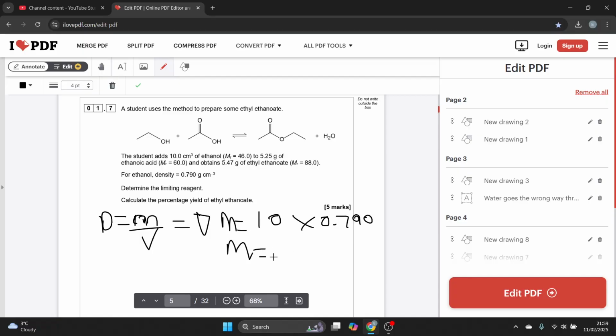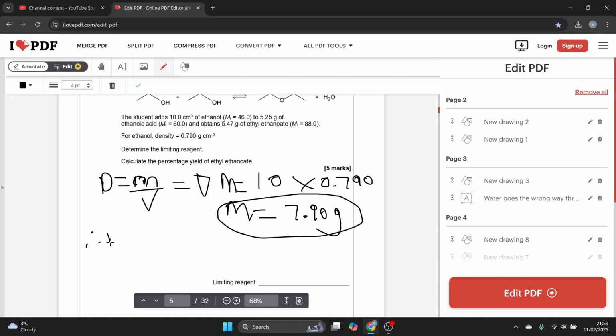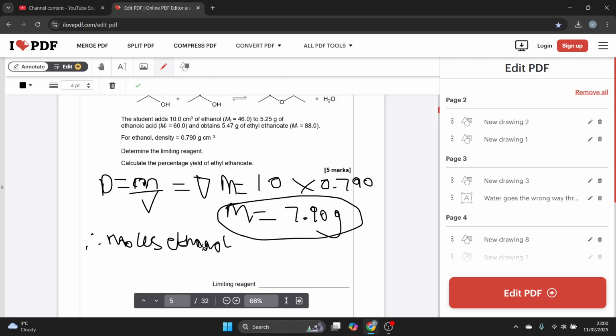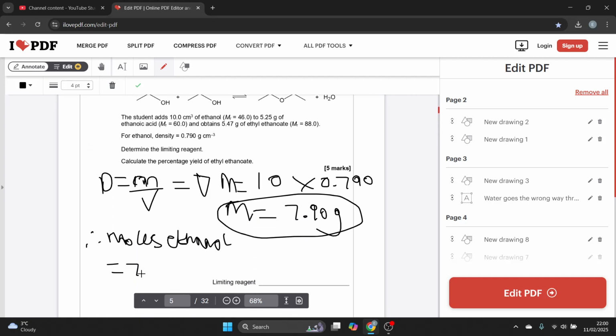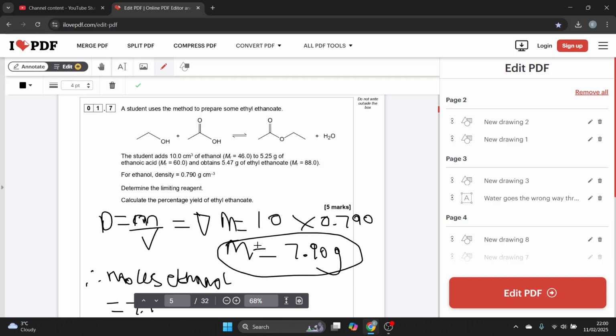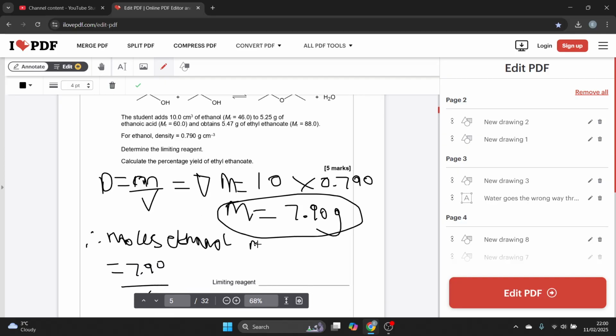Then I get the mass is equal to 7.90 grams. Then I want to find out the moles of ethanol, which is just going to be 7.90 grams, the mass over the Mr. And the nice thing about this question is it gives us the Mr. For a lot of these questions it doesn't give us the Mr, and that's what I struggle with the most, finding the Mr of larger compounds or molecules.